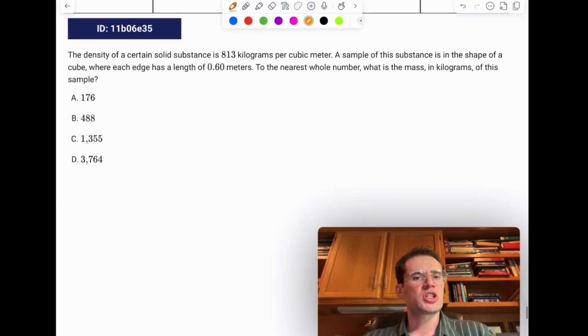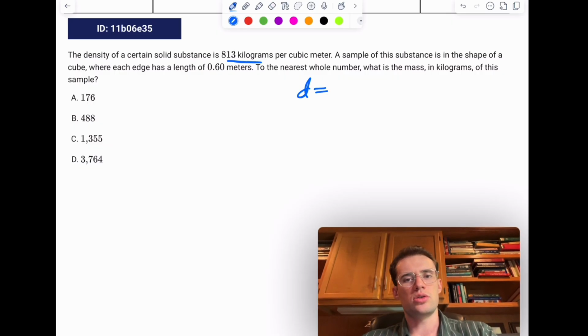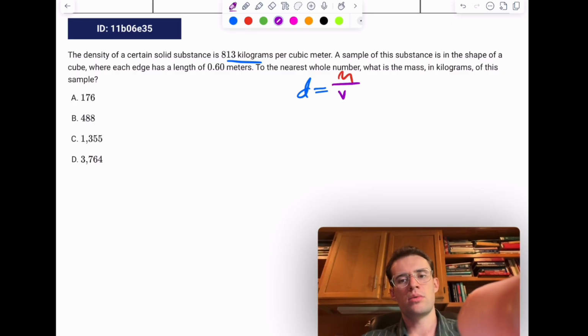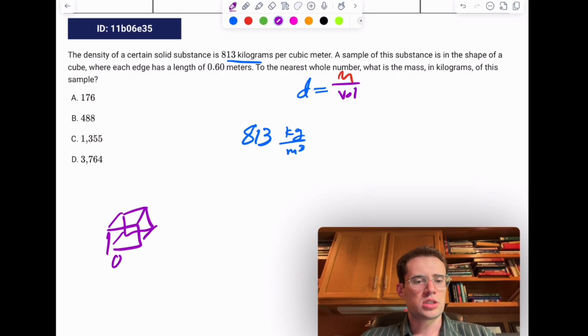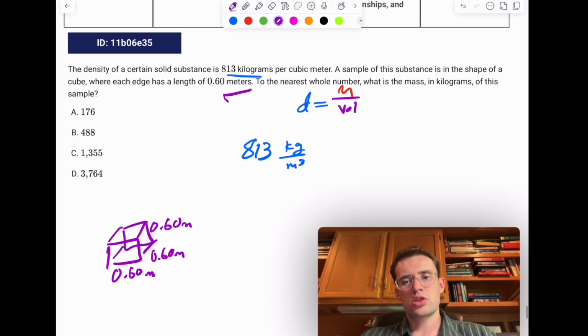All right, the density of a certain solid substance is 813 kilograms per cubic meter. So we know density is equal to mass divided by volume. The density, they gave us 813 kilograms per cubic meter. A sample of this substance is in the shape of a cube, where each edge has a length of 0.6 meters. Okay, so we draw our cube, and it's 0.60 meters. I'm writing the units for all of them this time. To the nearest whole number, what is the mass?